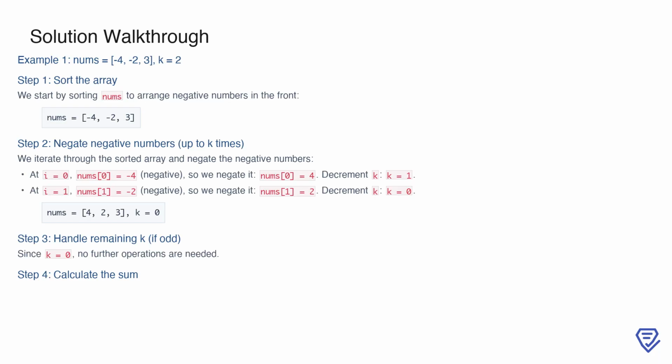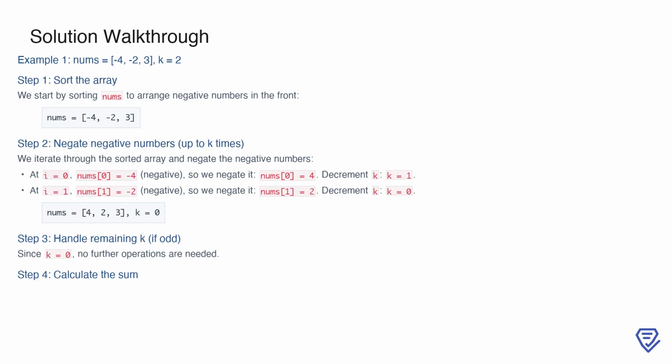In this example, we start with the array nums equals -4, -2, 3, and k equals 2. The first step is to sort the array, which arranges the negative numbers at the front. After sorting, the array remains -4, -2, 3. Next, we focus on negating the negative numbers.